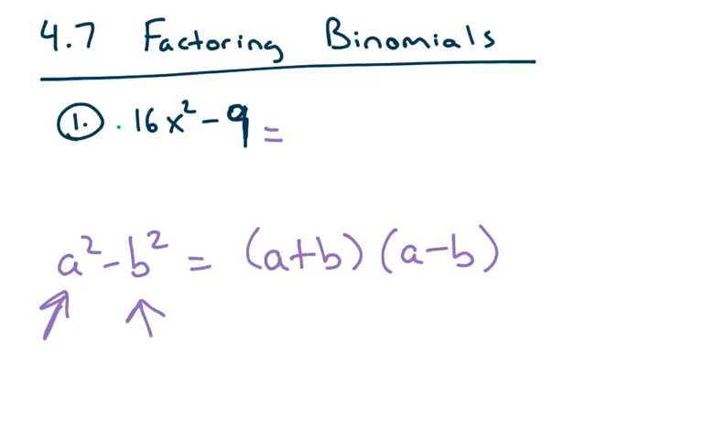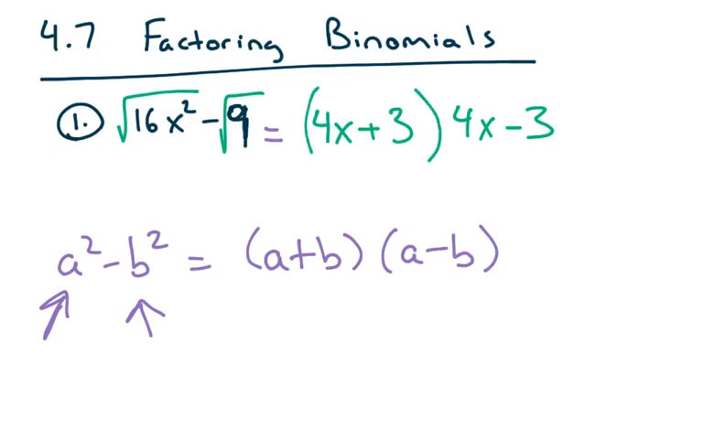So what I'm saying is that because I can take the square root of both 16x squared and 9, I can rewrite those as plus and minus, and they would be equivalent. In other words, the square root of 16x squared is 4x, the square root of 9 is 3. And if I write that twice and put plus or minus, we have what it would factor out to be.